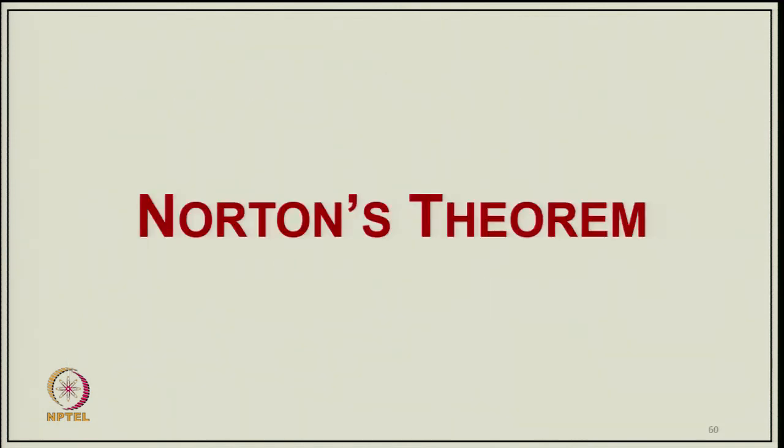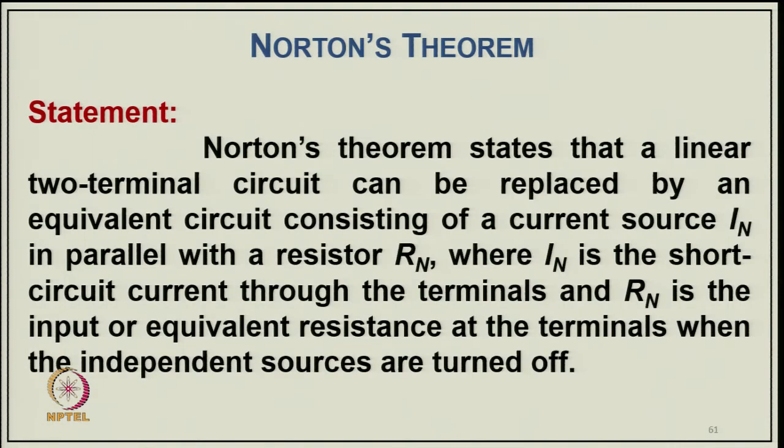Now, coming to the Norton theorem, the other theorem, named after Norton who invented it. The statement of the Norton theorem is that a linear two terminal circuit can be replaced by an equivalent circuit consisting of a current source I N in parallel with a resistance R N, where I N is the short circuit current through the terminals across which you are finding the equivalent, and R N is the input resistance at the terminal when the independent sources are turned off.